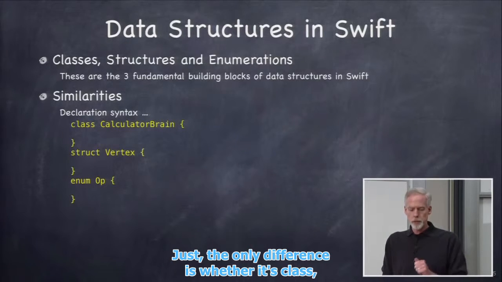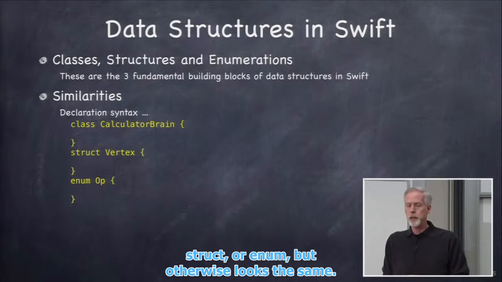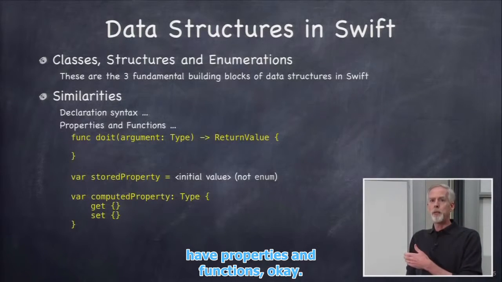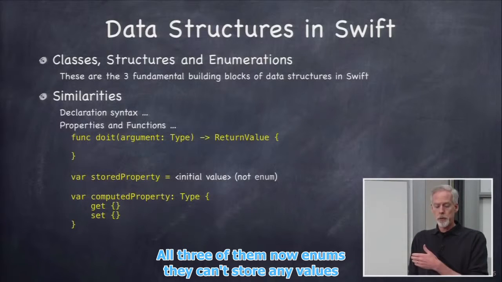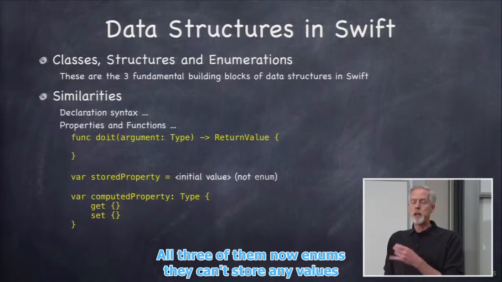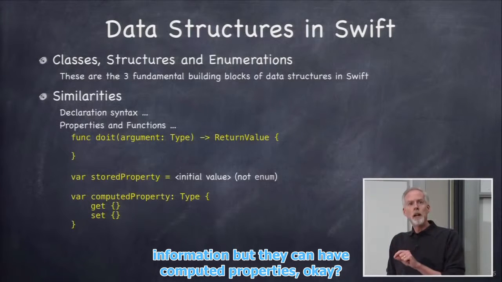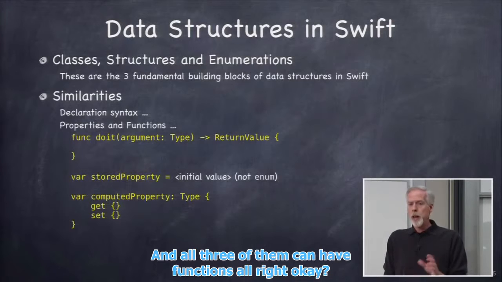The only difference is whether it's class, struct, or enum, but otherwise it looks the same. They're also very similar in that they can all have properties and functions. Okay, all three of them. Now enums, their properties can't store any values. You store the values in an enum in that associated information, but they can have computed properties. And all three of them can have functions.